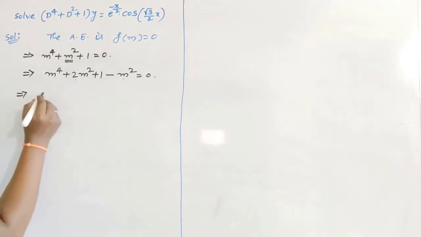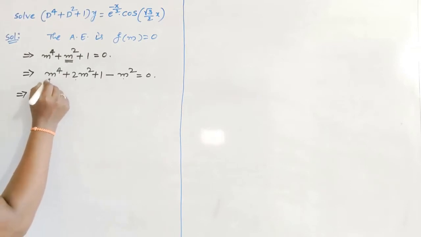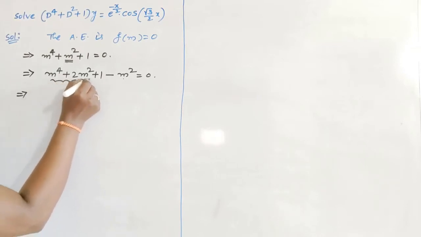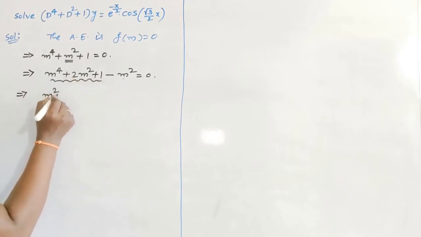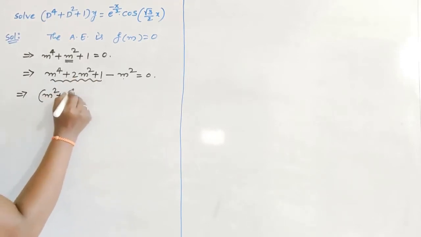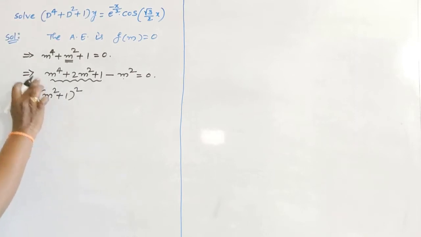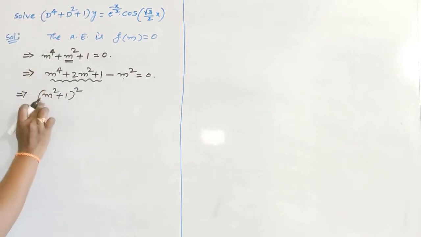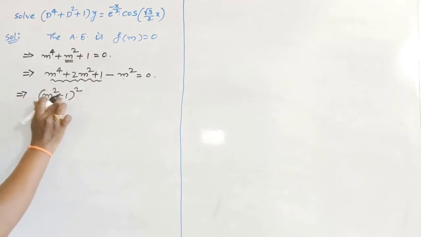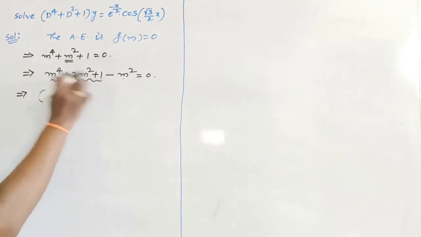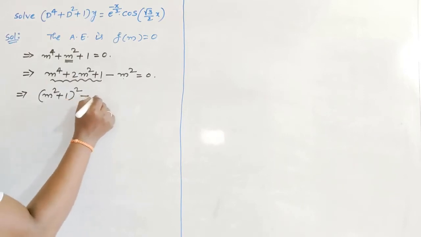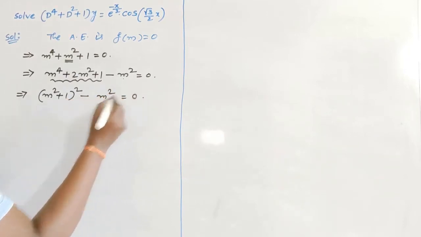Now see here, the first 3 terms can be written as (m^2 + 1) whole square. If you expand this using (a + b) whole square, you will get the same terms: (m^2) whole square, m^4, plus 2m^2 into 1, 2m^2, plus 1 square is nothing but 1. Minus m^2 is equal to 0.